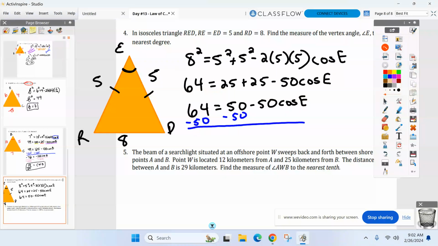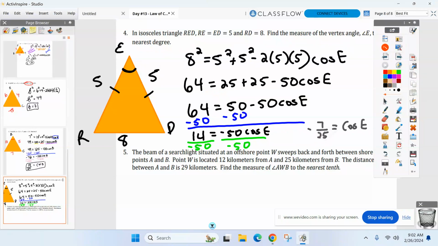Our goal is to get cosine E by itself. We're looking at 14. Don't drop the negative on that 50. Divide both sides by negative 50. Negative 7/25. Is that what you get in the calculator, right?